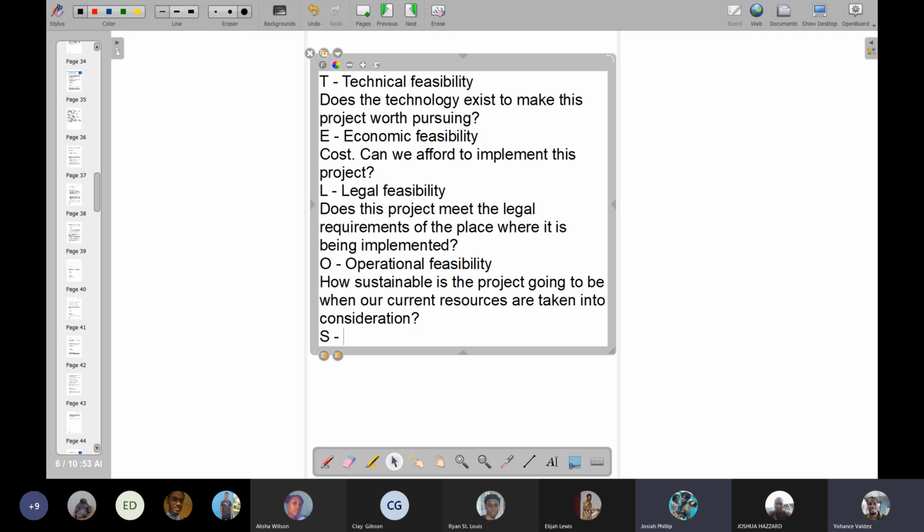Right. Let me give you a hint: the S relates to another T word. You can't think of it? I feel like Kalika wanted to say something. Kalika? I didn't hear you properly. So I was going to guess sustainable feasibility. Well, sustainable kind of ties in with operational. Right? So the S, somebody has their hand up.